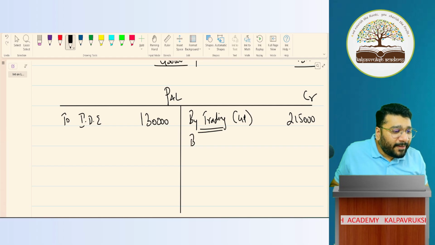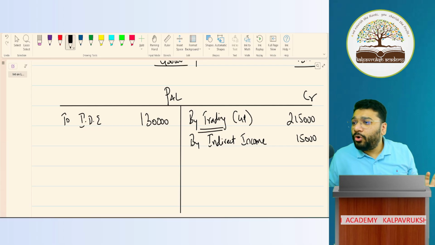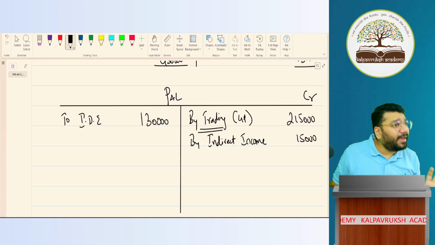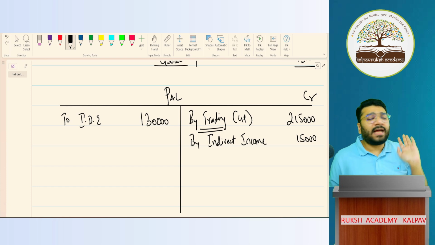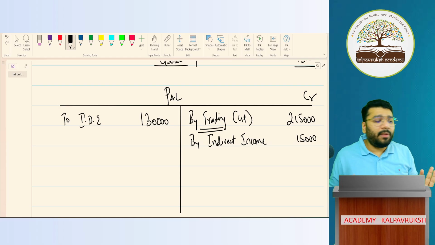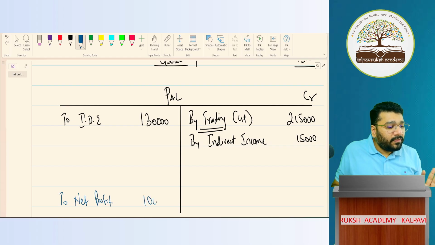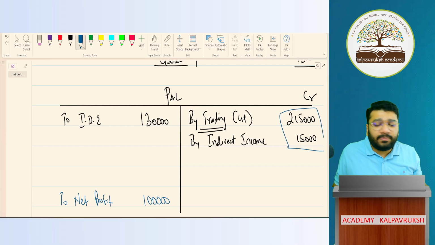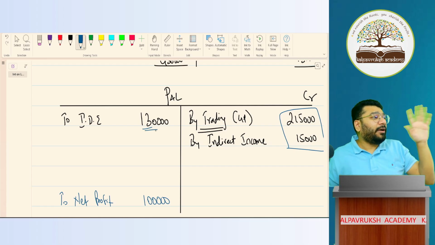Now, by indirect income, how much is it? Let's say 15,000. Okay, not okay? Now, don't do anything, just observe. If I ask you, what is my net profit, the balancing figure? How much is it? 1 lakh rupees. Correct, no? 2,15,000 plus 15,000 is 2,30,000. From 2,30,000 minus 1,30,000, how much will I get? 1 lakh rupees. Okay, not okay?